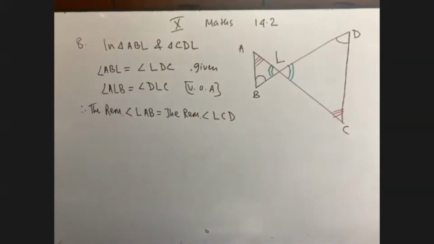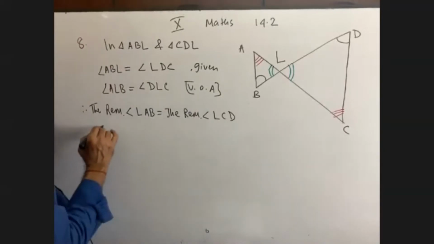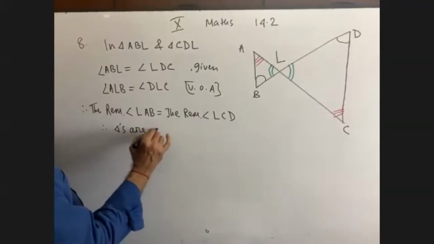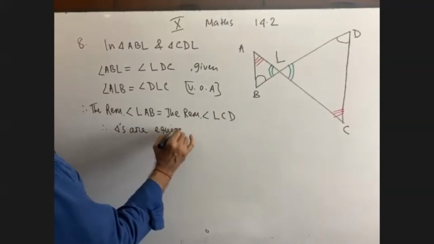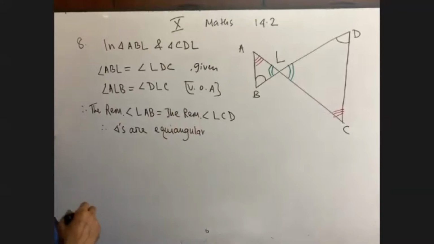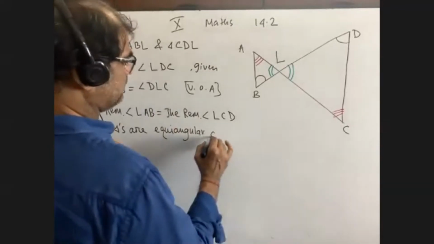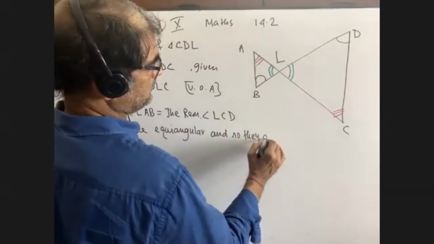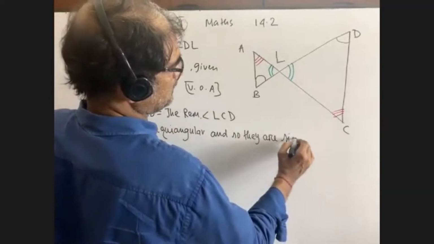So what is happening here? The triangles are equiangular. They told you that if the three angles of two triangles are respectively equal, then the triangles are said to be equiangular. So we can write down, therefore, triangles are equiangular. I also mentioned that if the triangles are equiangular, they are similar. You have to write it everywhere.